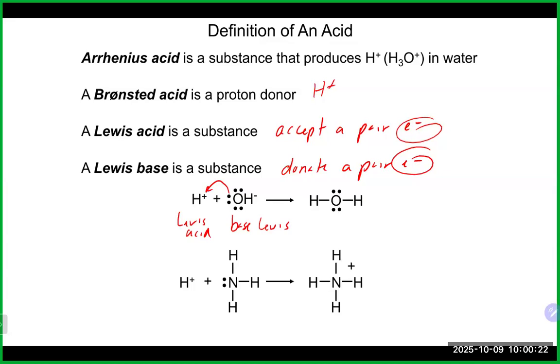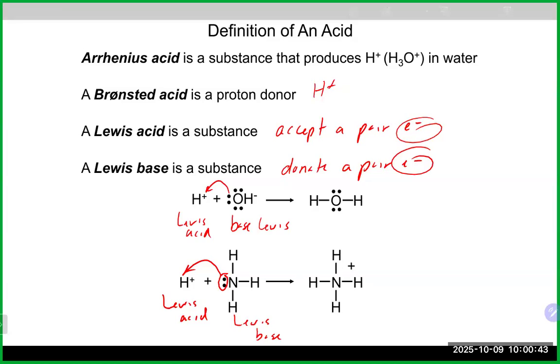Here in this situation, this is ammonia, which is again not negatively charged, but it is polar and has those non-bonding electrons on the nitrogen, which allows it to donate its electrons over and again become a Lewis base. And here is our Lewis acid, right? So that's our Lewis acid base definition.